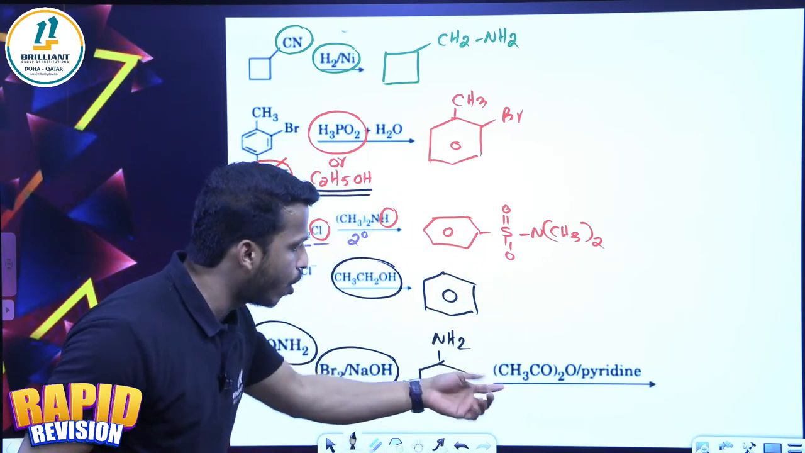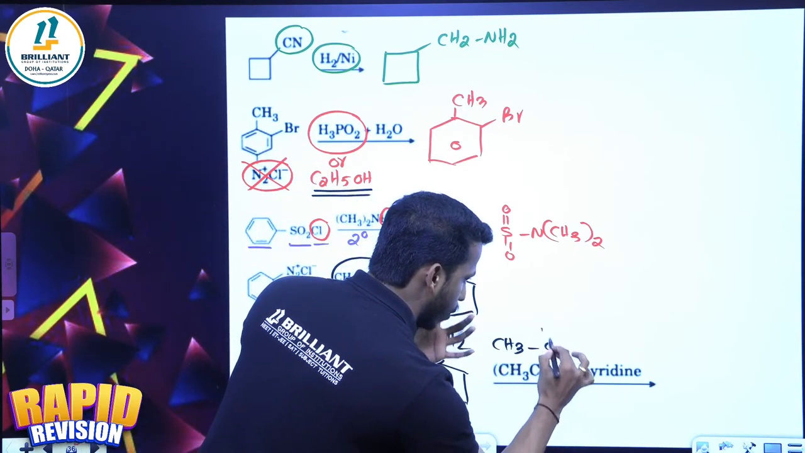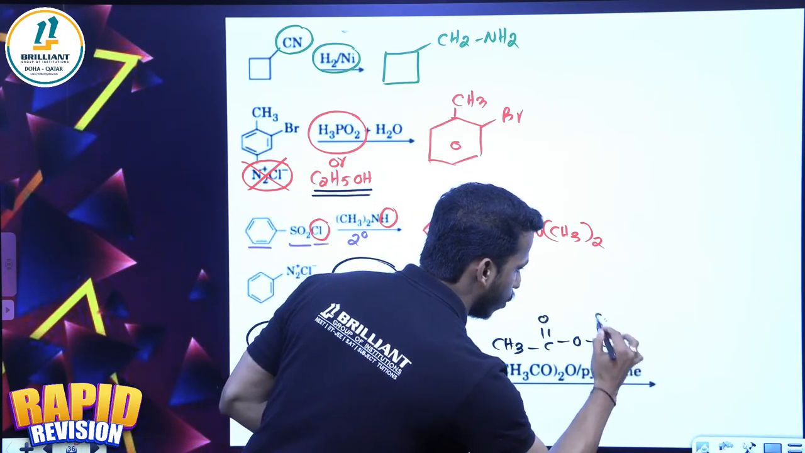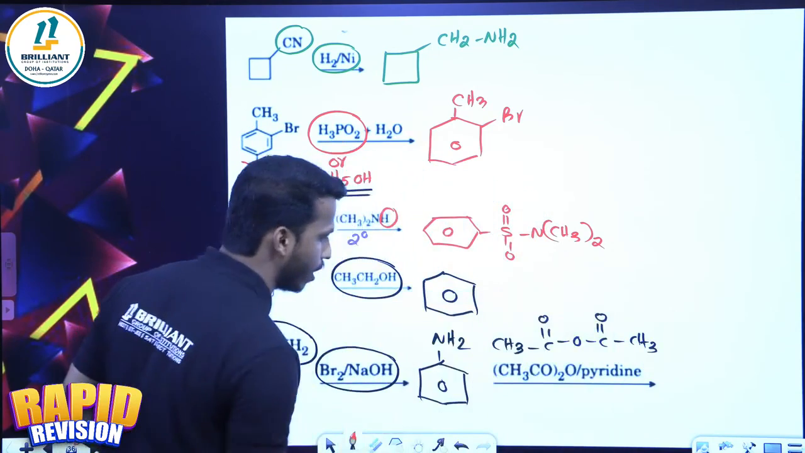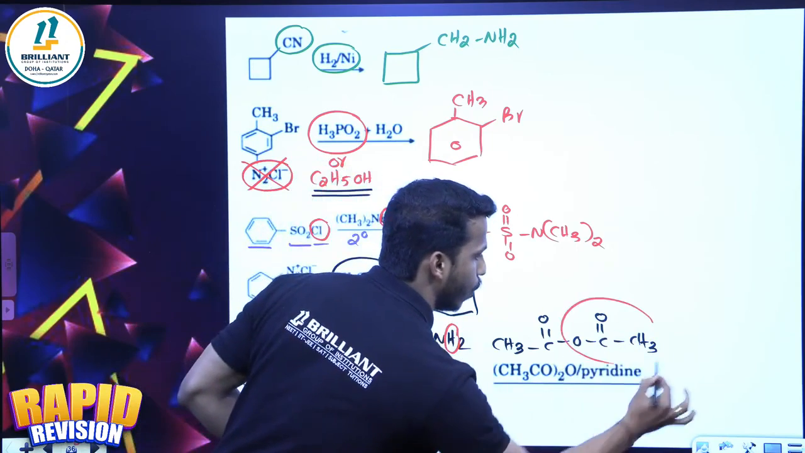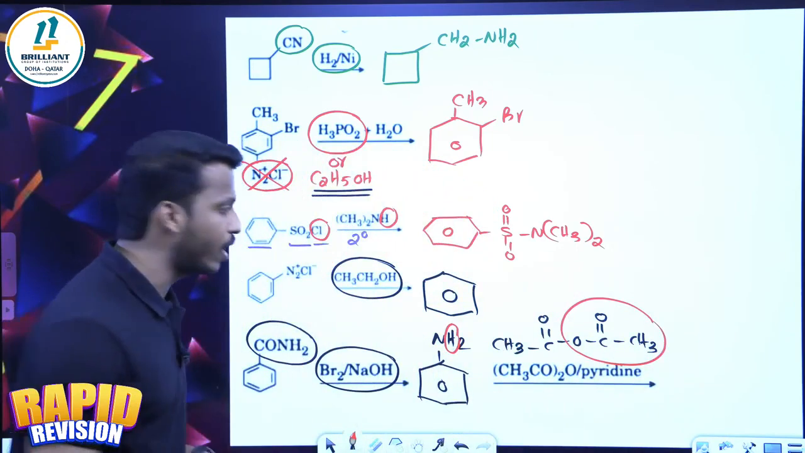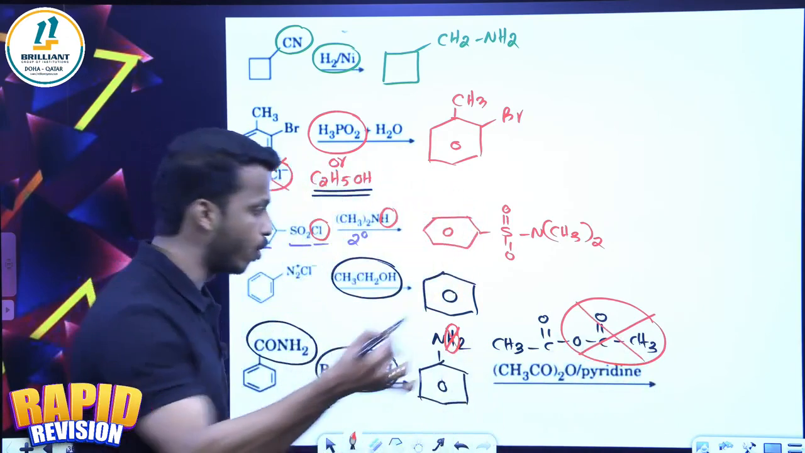Dear all, aniline on acetylation. What is this compound? CH3COOCOCH3. What is this? Acetic anhydride. What happened, dear all? Just remove this one, okay? This H and the CH3COO that you remove. So what actually are you removing? CH3COOH.